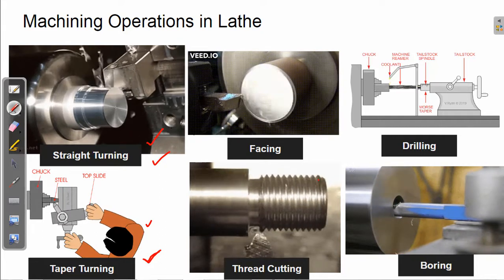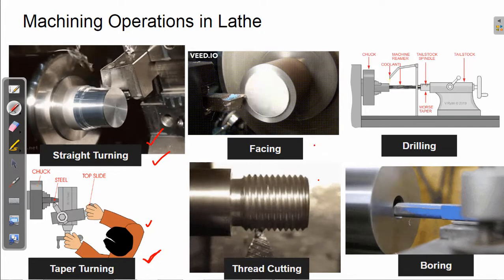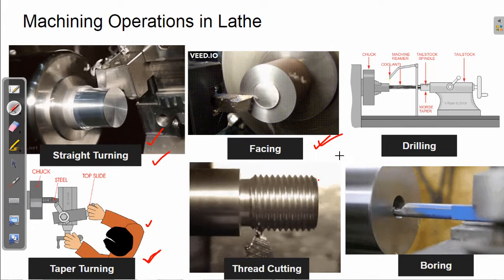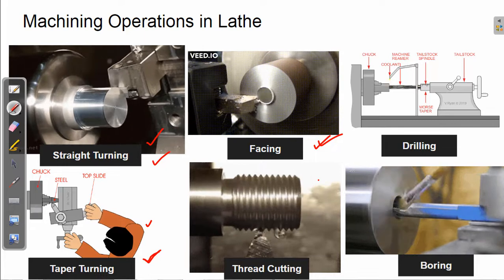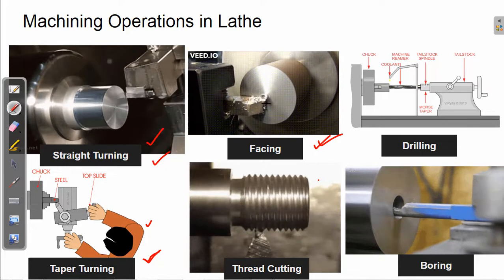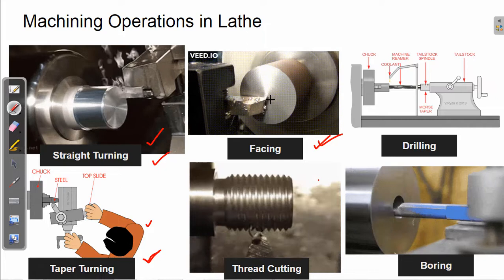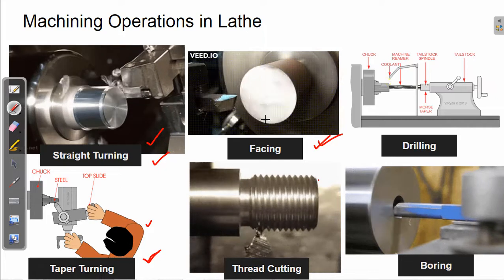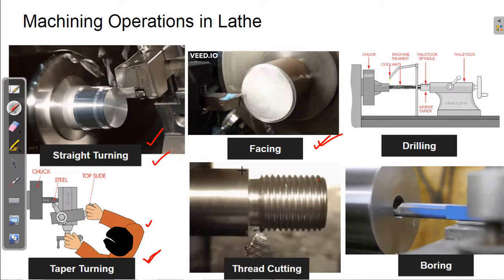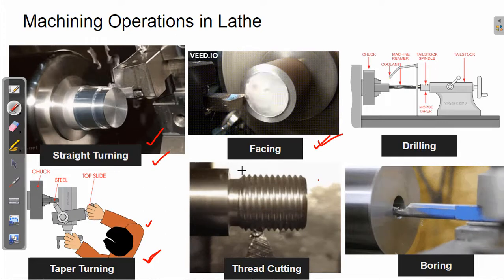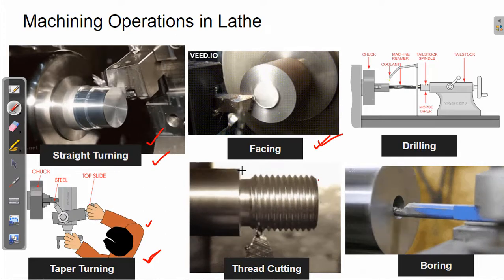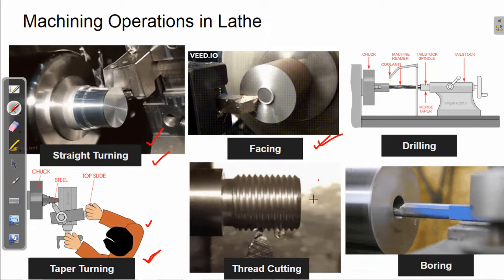Now coming to this particular operation, which is the facing operation, where you can see the tool is given a motion which is perpendicular to the axis, and if you move the cutting tool from the circumference to the center, then by this process you can reduce the length of the job. This particular operation is called facing operation.